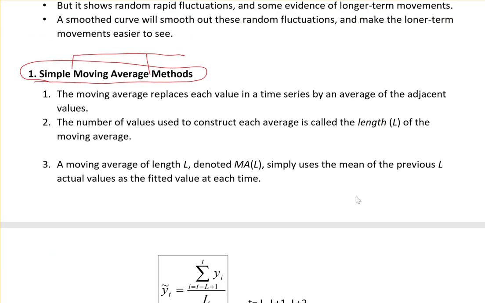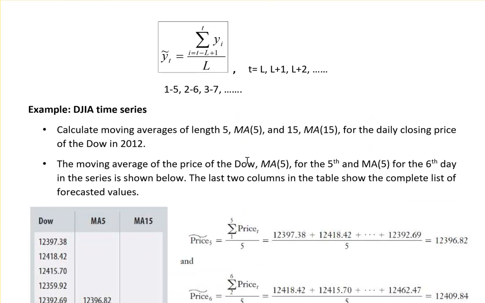In these three paragraphs, at least you can find that we need to specify the length, which is short for L. So for the simple moving average method, we need to specify L first. What is L? L is the length of the average. What does that mean? Let's look through this example.